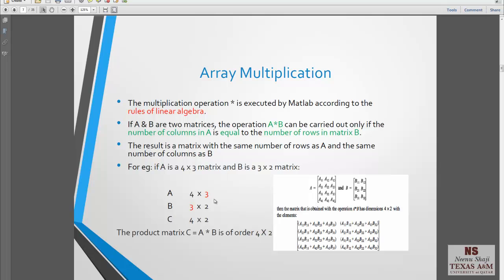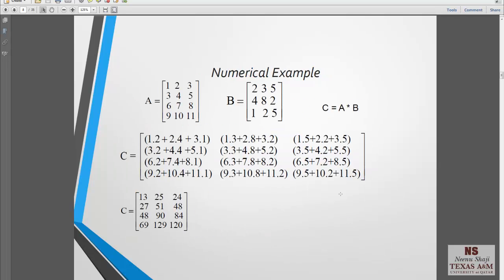We consider two matrices, A and B. We notice that the number of rows for B is the same as the number of columns for A. So we can get the product matrix C, which is of order 4 by 2. Here is an example of how the matrix multiplication occurs.